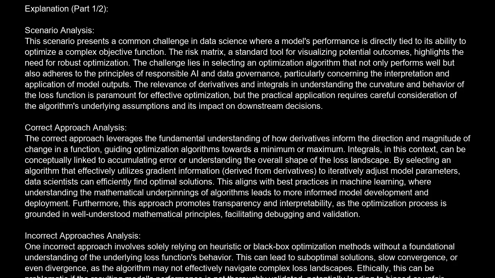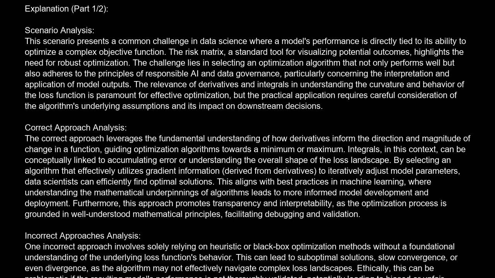Furthermore, this approach promotes transparency and interpretability, as the optimization process is grounded in well-understood mathematical principles, facilitating debugging and validation. Incorrect approaches analysis. One incorrect approach involves solely relying on heuristic or black box optimization methods without a foundational understanding of the underlying loss function's behavior. This can lead to suboptimal solutions, slow convergence, or even divergence, as the algorithm may not effectively navigate complex loss landscapes. Ethically, this can be problematic if the resulting model's performance is not thoroughly validated, potentially leading to biased or unfair outcomes that are difficult to diagnose due to the lack of transparency in the optimization process.